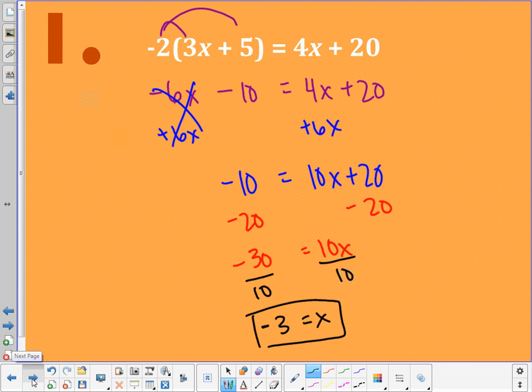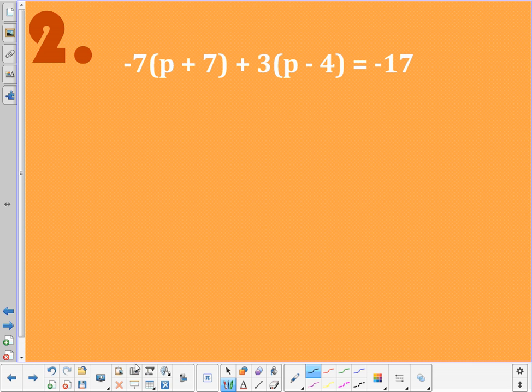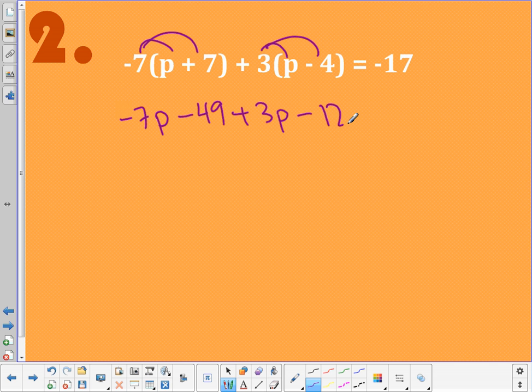How about number 2, another equation reminder there. I take a look at that equation, and again, I see some distribution that I have to take care of. So I'm going to distribute that negative 7. That gives me negative 7p minus 49. I also need to distribute the 3, plus 3p minus 12, because positive 3 times negative 4 is negative 12. So now I see like terms that I have to put together. I need to put the p terms together. I also need to put the constants together.